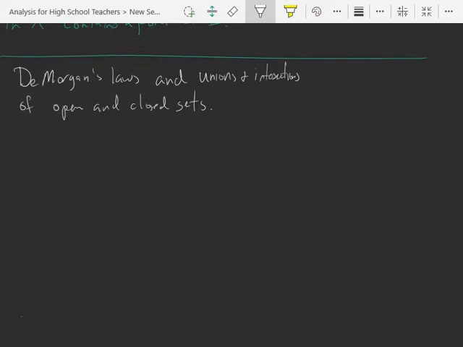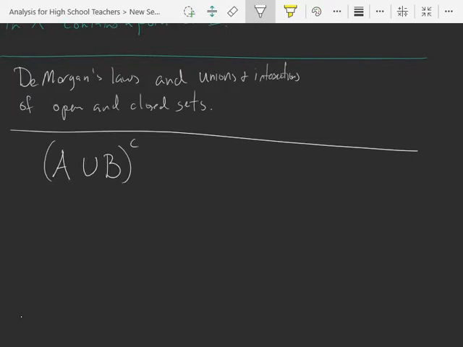Okay, let's talk about DeMorgan's laws and unions and intersections of open and closed sets. So the first thing, let's just look at an example of DeMorgan's laws. A union B complement is A complement intersect B complement. This is one of DeMorgan's laws on just two sets. So let's look at the Venn diagrams.